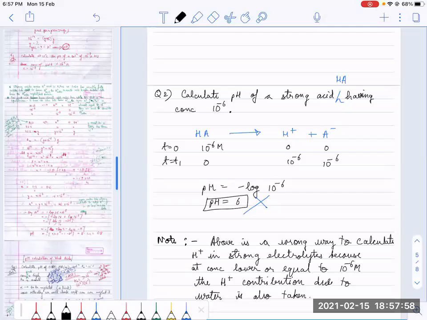But the problem will start when a strong acid has a concentration of 10 to the power minus 6 or lower, because, mind you, these are extremely low concentrations. At low concentrations, the H plus due to water will also become significant, and we will have to add that as well. Now I'll show you how to add that.